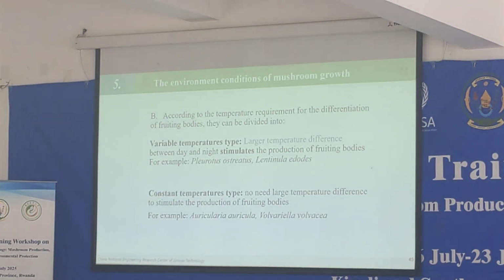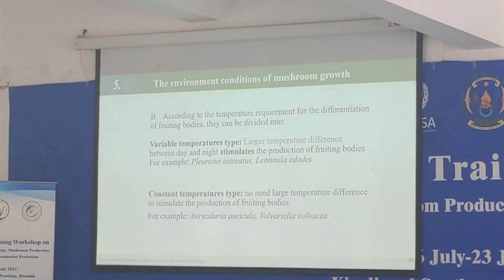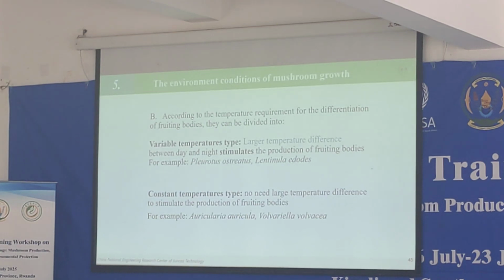There are some mushrooms like shiitake mushroom and Pleurotus oyster mushroom. They need a large temperature difference to stimulate the fruiting body growth. So for these mushrooms, they like Rwanda. In Rwanda here, the temperature is around 23 degrees in the day, but in the night maybe 11 degrees. So the temperature in the day and in the night is different, and the difference is big.